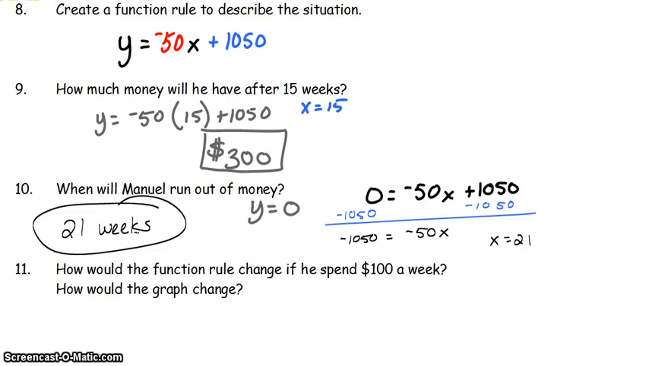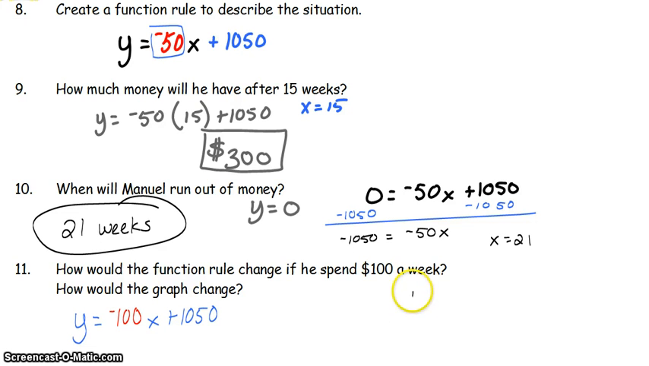Two questions with number 11. How would the function rule change if he spent $100 a week? And how would the graph change if he spent $100 a week? First, let's talk about the function rule. This is our function rule when he's spending $50 a week. So hopefully we would see the only difference in the function rule would be with the rate. And instead of it being negative 50x plus 1050, it would be negative 100x plus 1050.